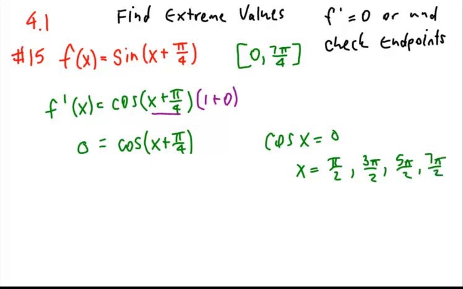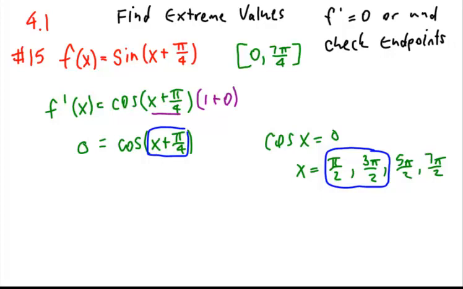And so on our interval from 0 to 7 pi over 4, this is almost but not quite 2 pi. So we would just look at these two guys right here. Okay? And what we want to do is set the inside of the cosine equal to these measures.